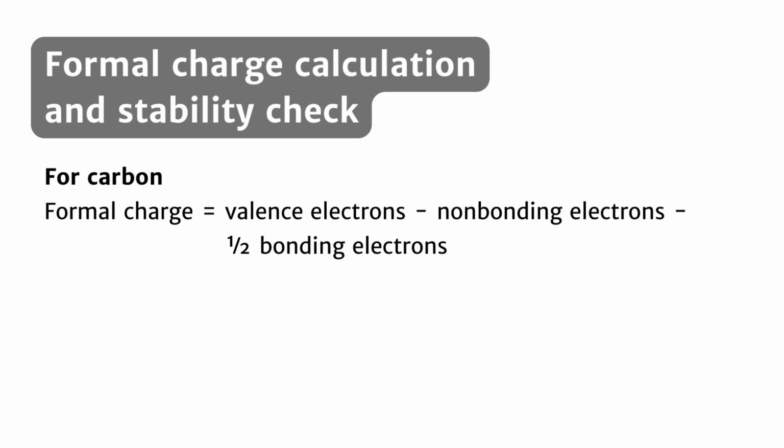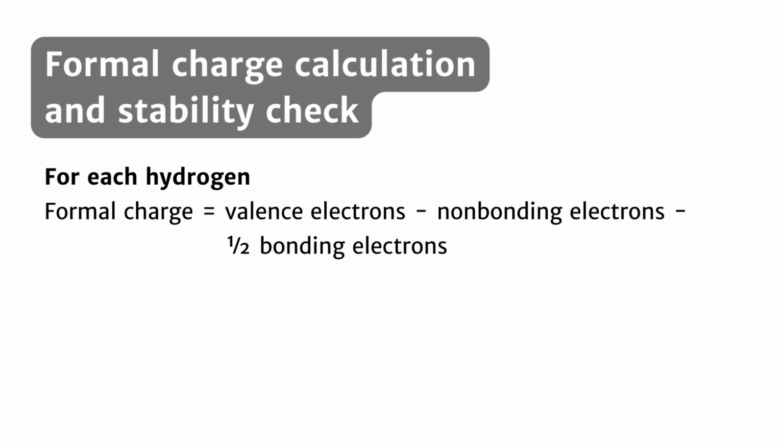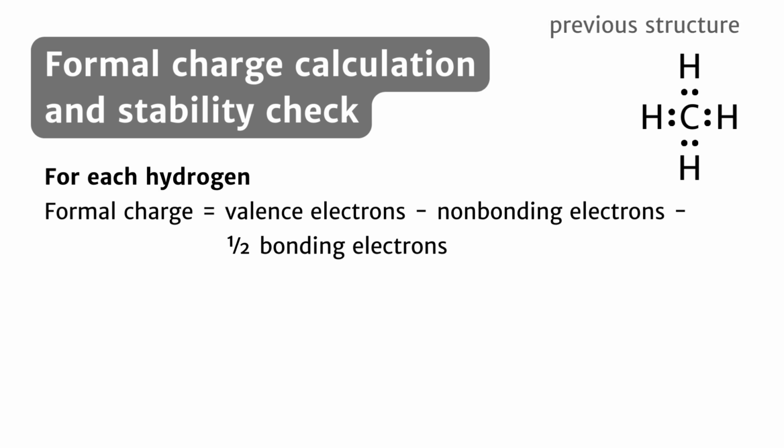For carbon atom, valence electrons are 4, non-bonding electrons are 0, and bonding electrons are 8. So the formal charge will be equal to 4 minus 0 minus half times 8, which equals 0. For each hydrogen atom, valence electrons are 1, non-bonding electrons are 0, and bonding electrons are 2. So the formal charge will be equal to 1 minus 0 minus half times 2, which equals 0.